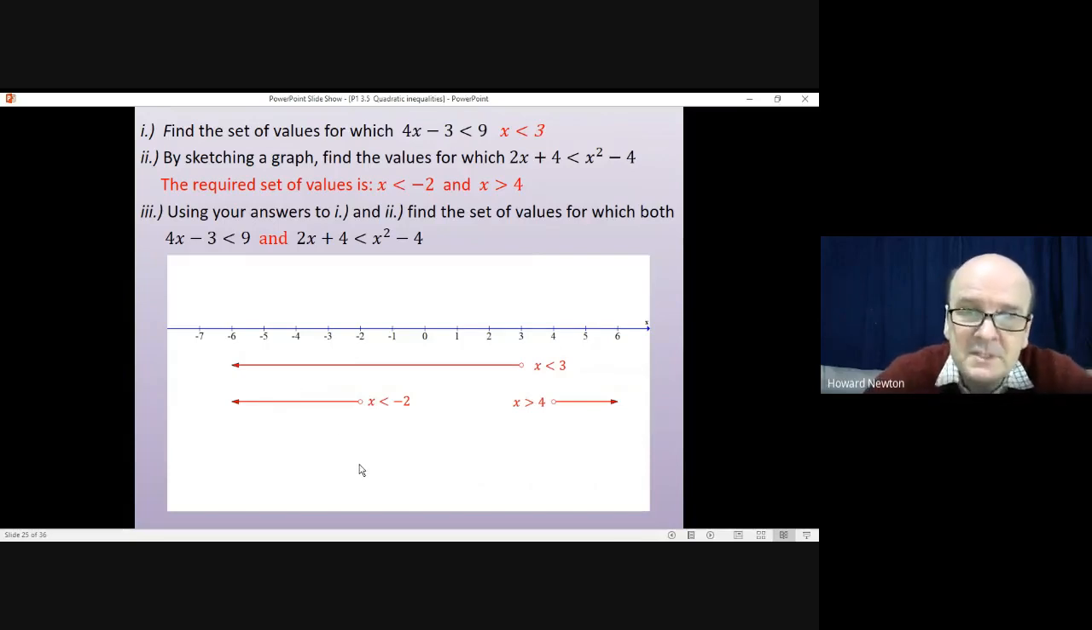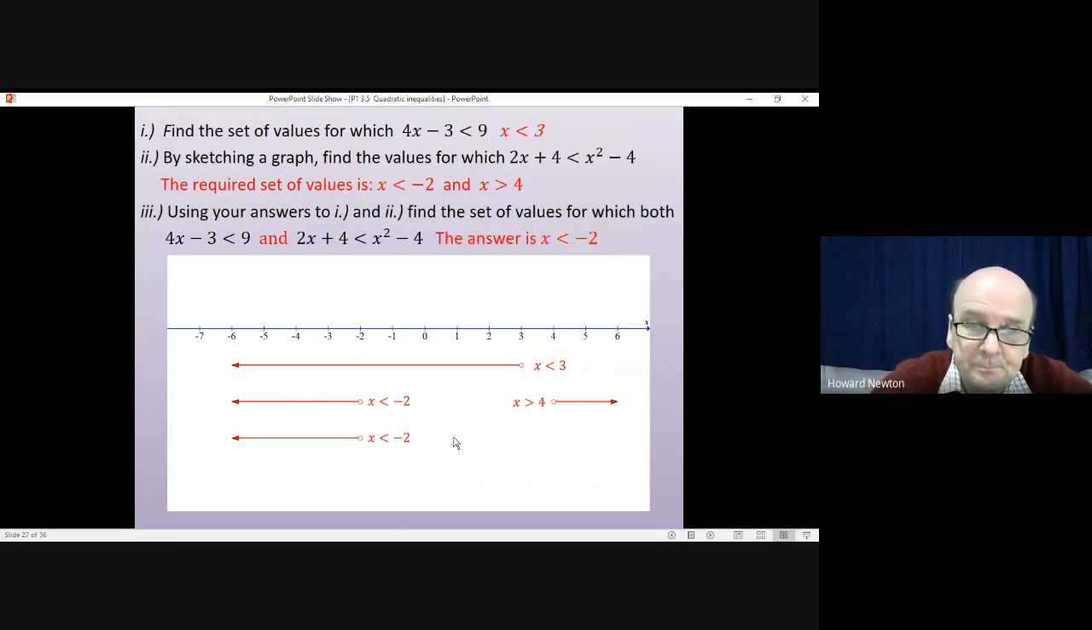And then we want the set of values where both of those things are true at the same time. Now, the only range that that is true for is this range here, where x is less than -2. Both inequalities are true at the same time. Everywhere else, only one of them will be true. So the answer will be that x has to be less than -2.